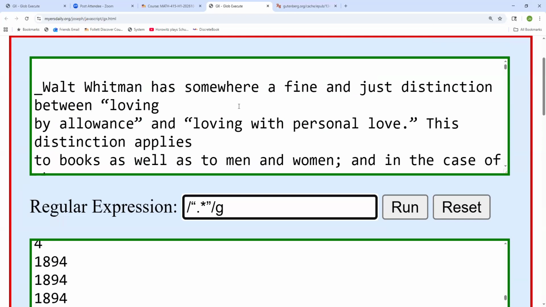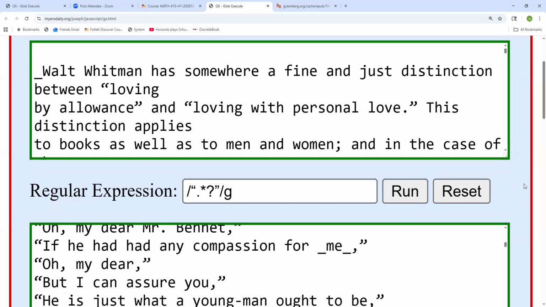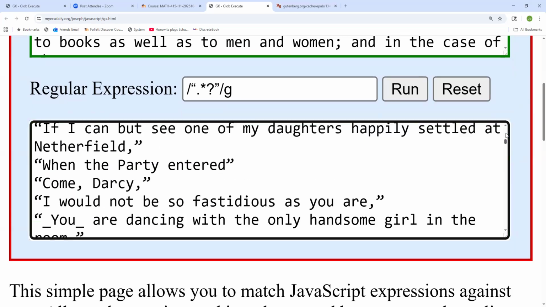So what do I need to add after the star to make it find only what's within the individual quotes? How about a question mark like that? If I put a question mark there, then it changes from a greedy algorithm to a non-greedy algorithm. It'll only find as much as needed to get to the first closing quotation mark. So if I do that, now I get all the quotes in the book.